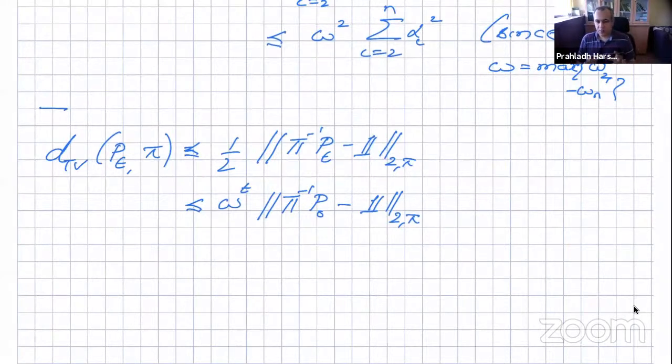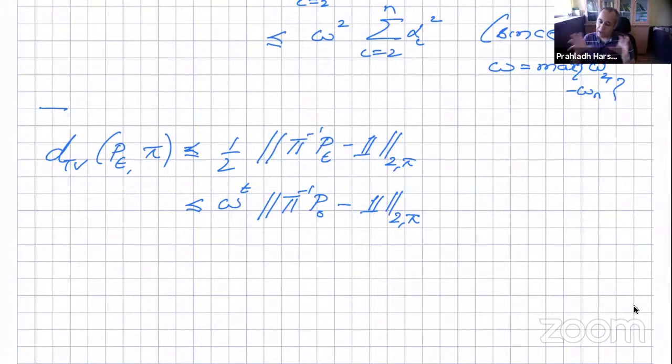So what we care about is pi inverse P0 minus 1. We care about the L2 norm of this quantity. Whatever it was to begin with, the question is how much it reduces by. Let's assume P0 was supported on just one vertex. Then this quantity is minus 1 on all other vertices, and on this particular vertex, it's 1 over pi min minus 1.